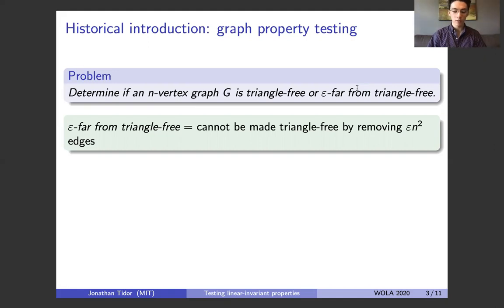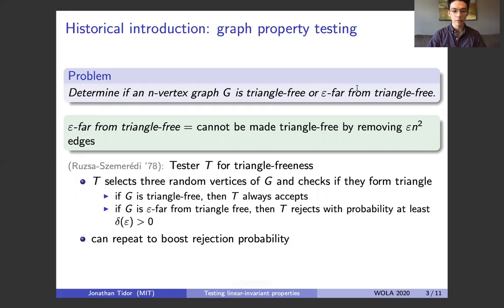One of the earliest results in property testing is the following result of Ruzsa and Szemerédi from 1978. Though they didn't state it in this language, what their result implies is that there's the following tester T for triangle-freeness. T selects 3 random vertices of the graph and checks if they form a triangle. If they do, the tester says G is far from triangle-free. If they don't, the tester says G is triangle-free.